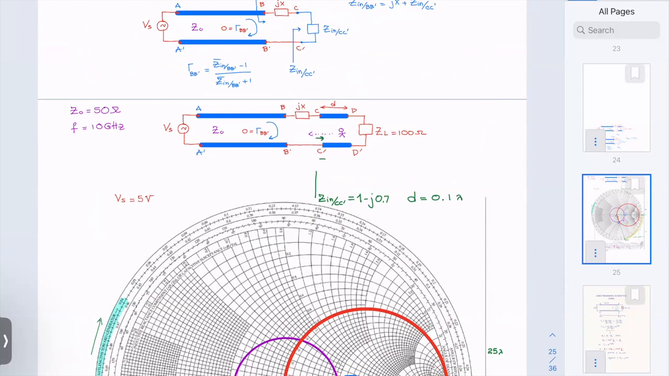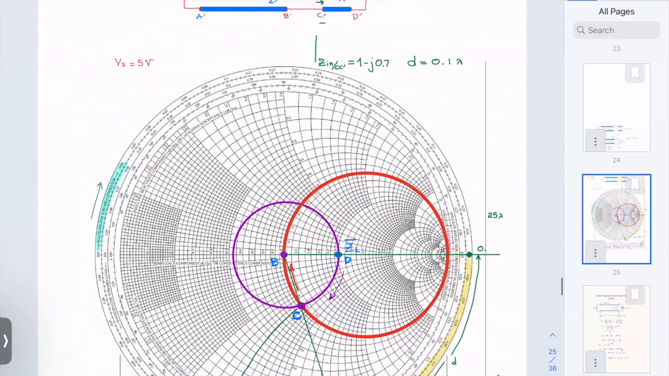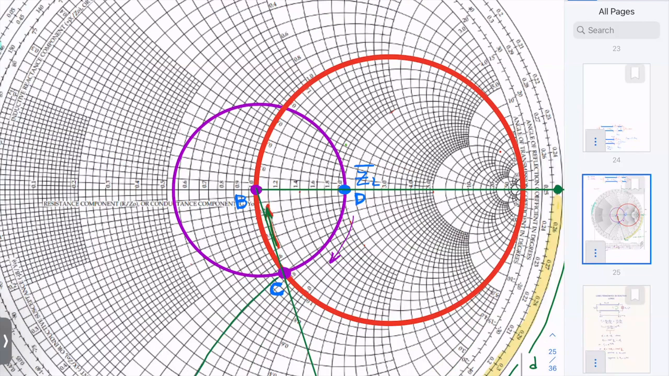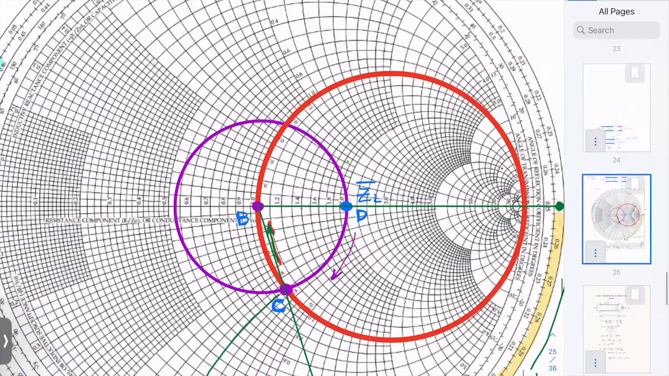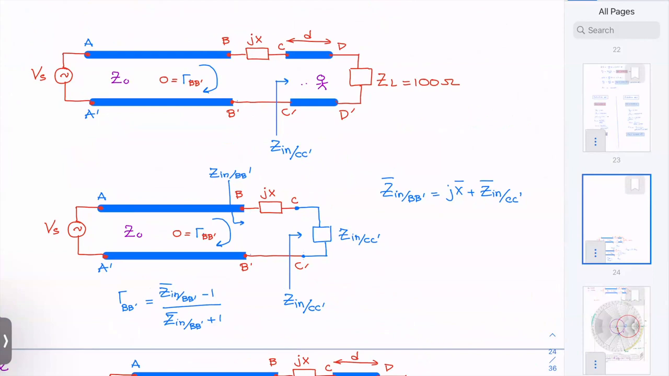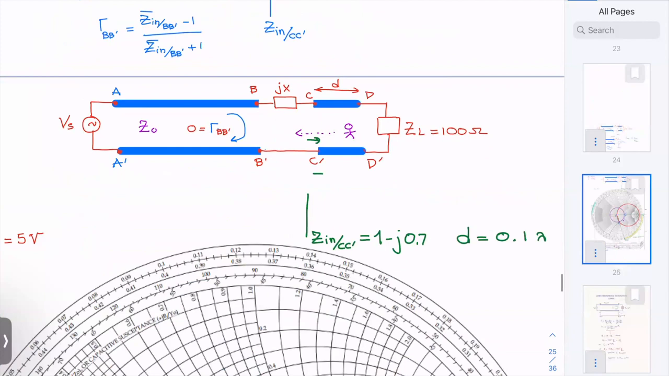Now I have to go from minus 0.7 to 1, and I'm going like this. You see that? I'm going up here. I have to go from minus 0.7 to 1. Therefore, I have to add an X that is equal to 0.7, because at 1 I will cancel all of the reactances. I will write it down so you can see it: I found that Z input at CC prime was 1 minus j 0.7.